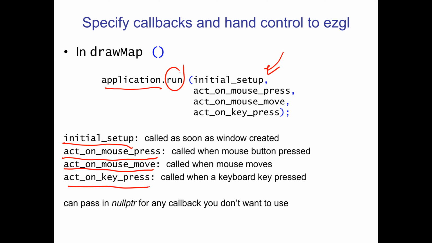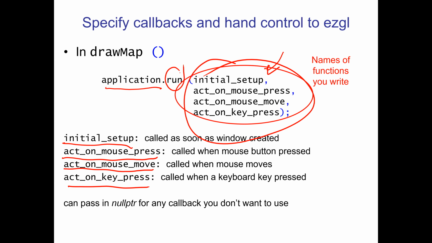Okay, so to start off with, you may not pass in any of these callbacks. You may just set them all to null pointer to get things going. And in your final program, you may not use all of them, but that's fine. They all exist. So these are all the names of functions that you write, or null pointer if you just don't want to have that callback do anything.